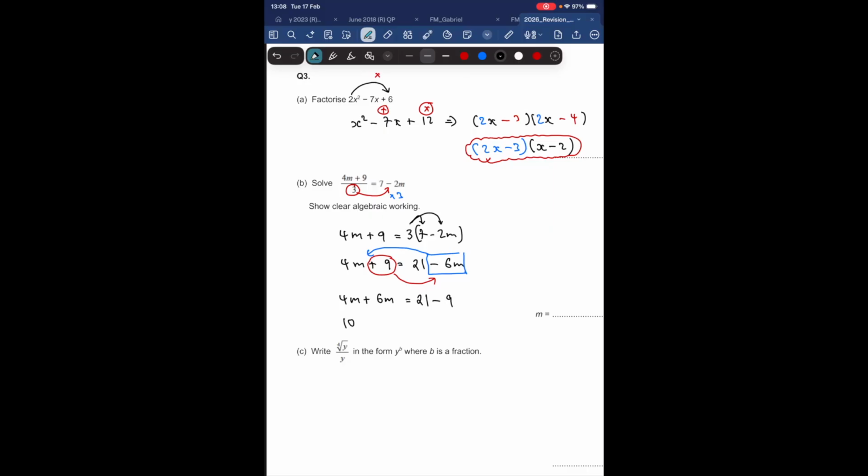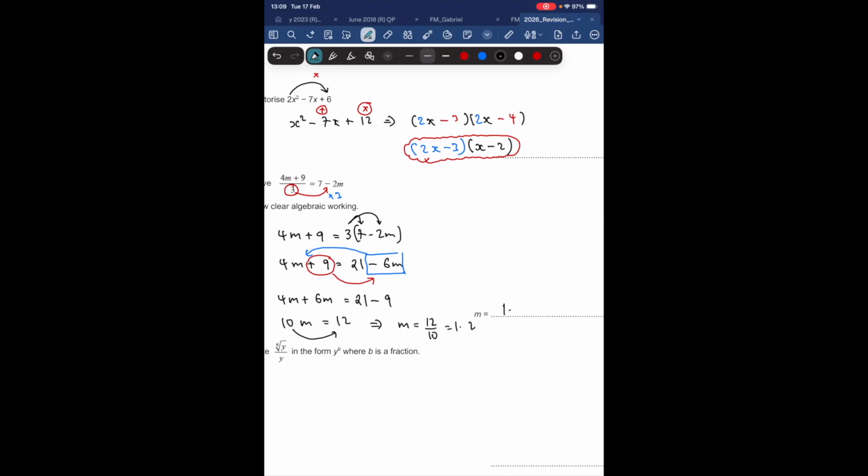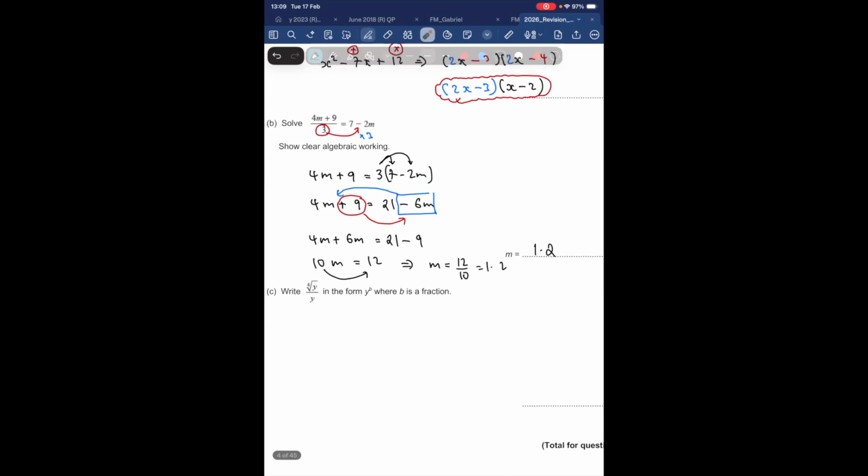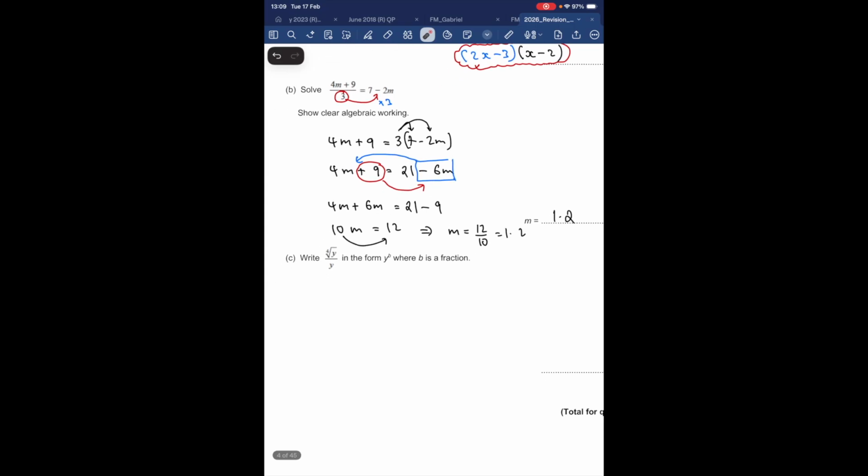That's going to give us 10m equals, and then we can work out what 21 minus 9 is. That's going to give us 12. Then bring the 10 over. m is going to be 12 divided by 10, which gives us 1.2. So the solution is just m is equal to 1.2. Now, I've laid out all the steps here so you can see them clearly. In practice, if you want to take shortcuts and you're confident about doing this, you can.